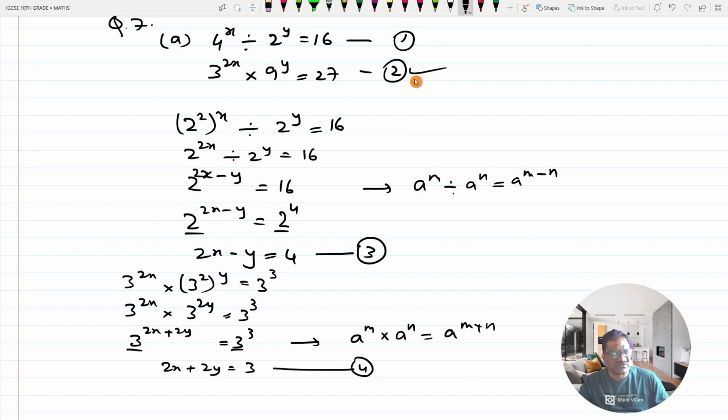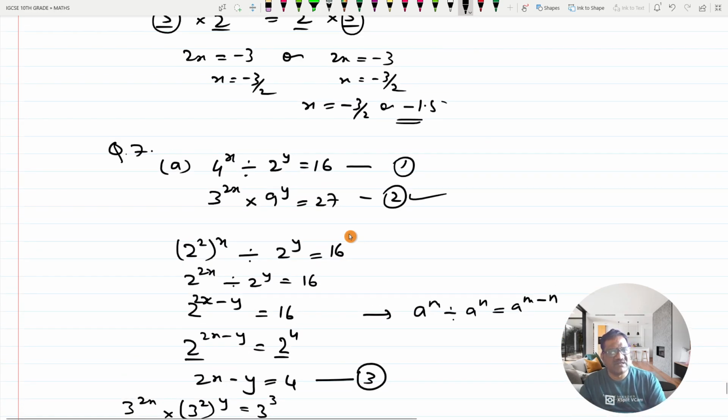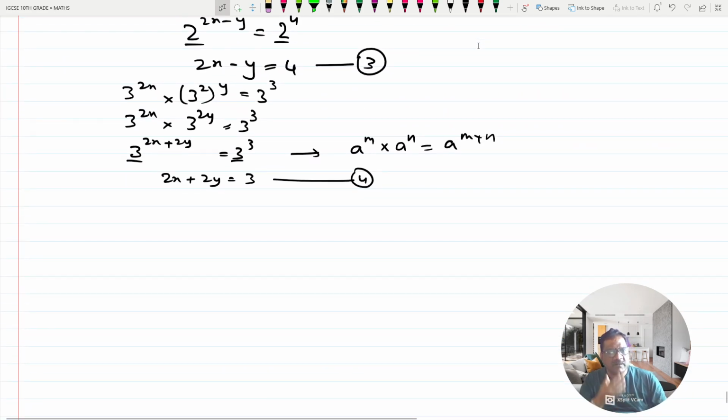So again, equation number 2, which was in the exponential form, that was an exponential equation. I have converted it into an equation which is not an exponential equation. So 3 and 4 are the two equations which are the same as equations 1 and 2. The only thing is they are now not in the exponential form. When they are not in the exponential form, we know how to solve these equations simultaneously. So let us solve these equations now.